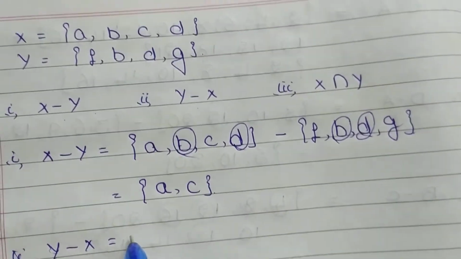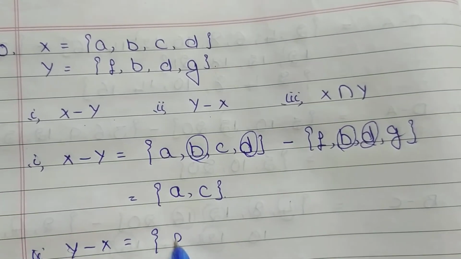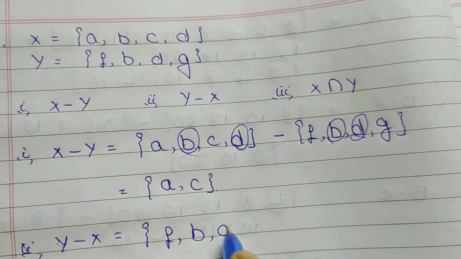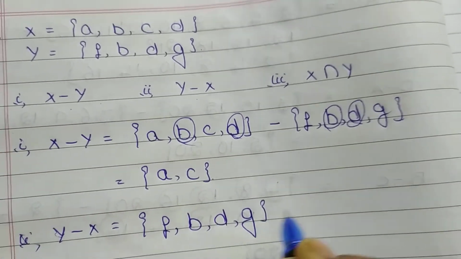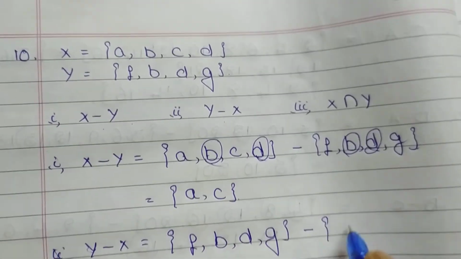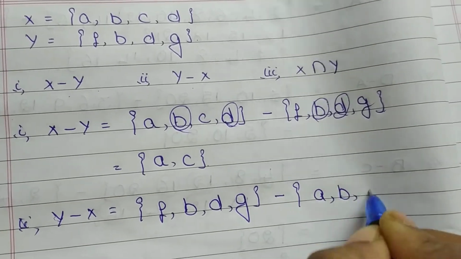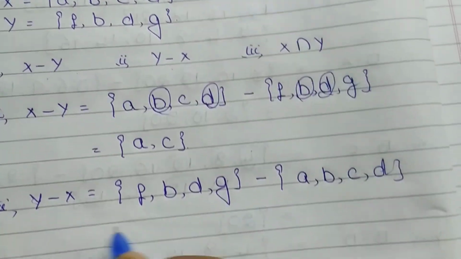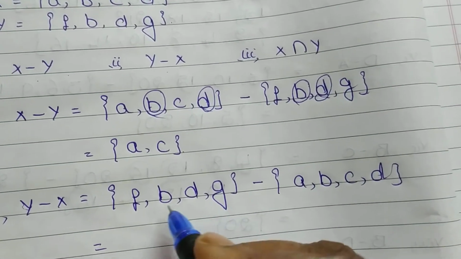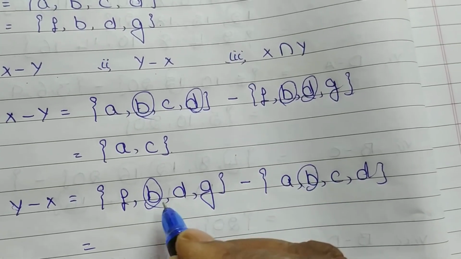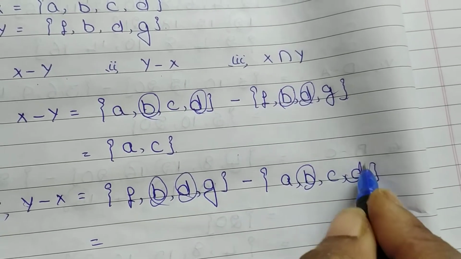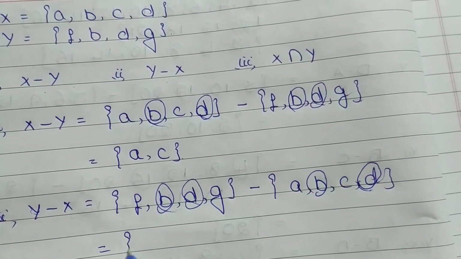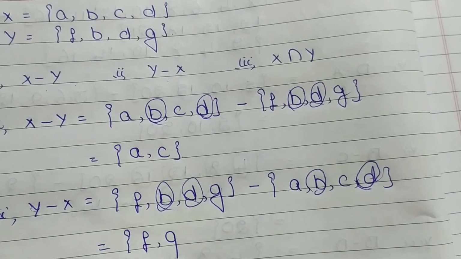Now y minus x. So y minus x means first we will write y as f, b, d, g, minus x as a, b, c, d. Now among those two, which are common? B as well as D. So what are the remaining first set elements?